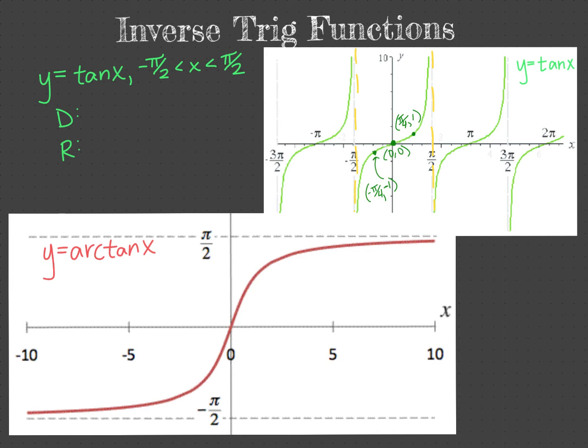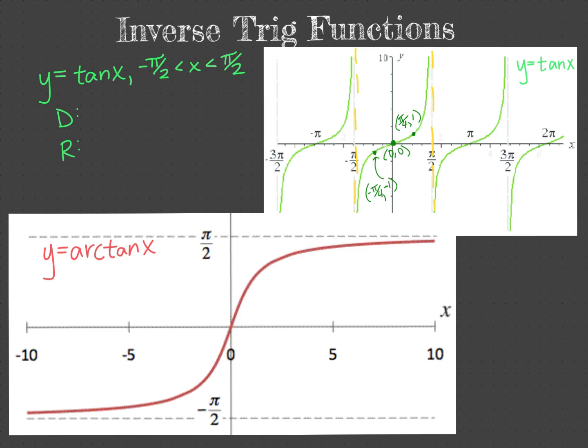Then I do also want to point out that because we have vertical asymptotes at negative pi over 2 and pi over 2, with the inverse function arctan, those vertical asymptotes turn into horizontal asymptotes at negative pi over 2 and pi over 2.